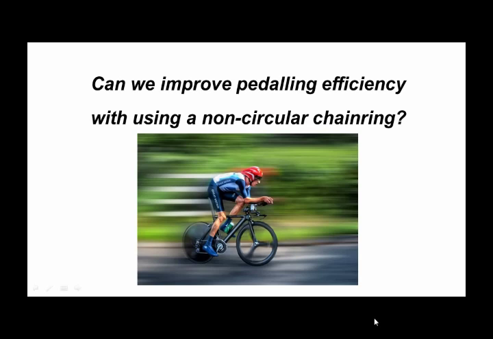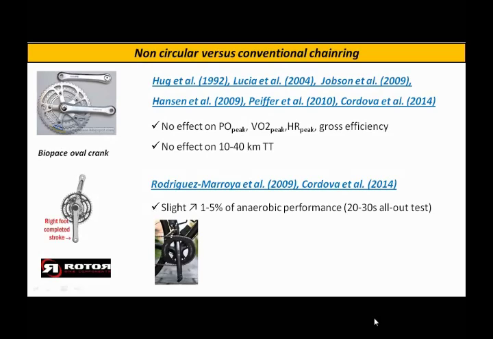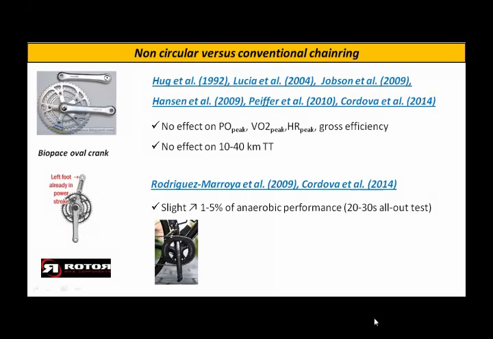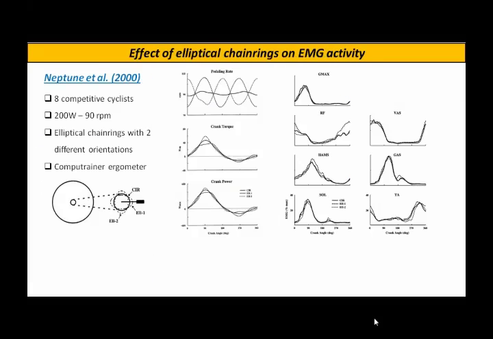I want to present now the effect of non-circular chainrings. Many non-circular chainrings are commercially available, but several studies have shown that when cyclists use this kind of chainring, there is no effect on maximal power output, maximal VO2max, gross efficiency, and time trial performance. Nevertheless, two studies have observed a slight increase of anaerobic performance when cyclists use it during a brief all-out exercise.